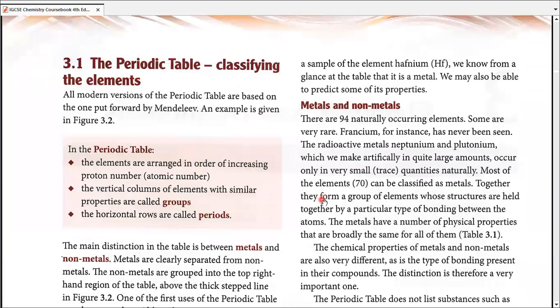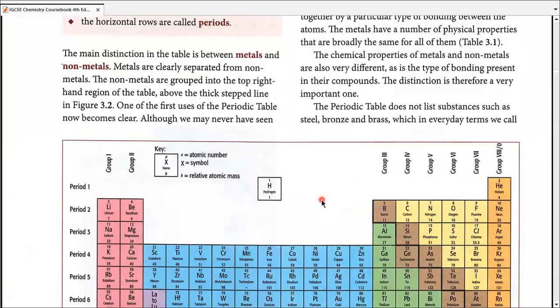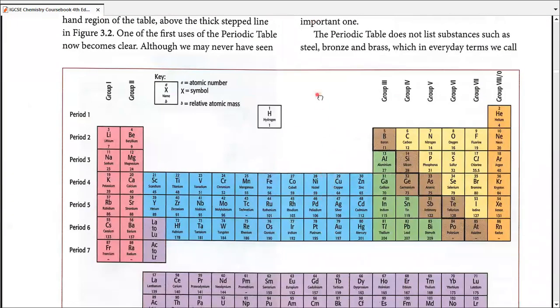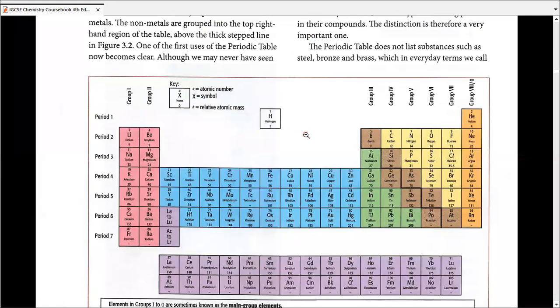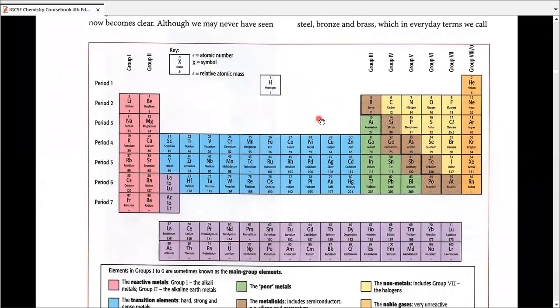For chapter 3, you already know about the groups and periods, but let's discuss more about the periodic table. In the periodic table, the group numbers are written on top, group 1, 2, 3, 4, 5, all the way to group 8, which we also call group 0. Why do we call it 0? We're going to discuss that a little later.